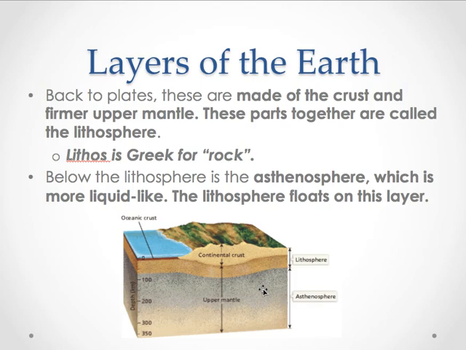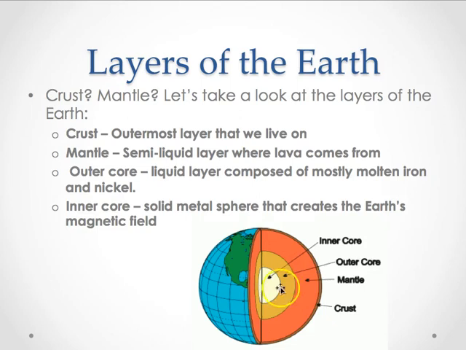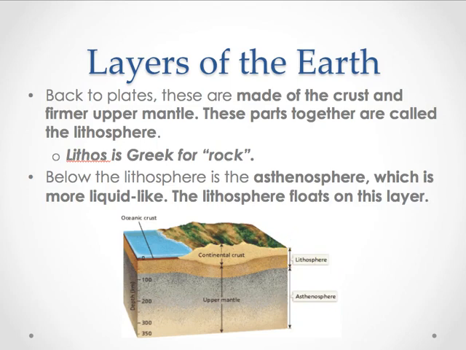So going back to our idea of plates, the plates themselves are made of crust and a firmer part of the upper mantle. These divisions between the layers are not quite as nice and neat as they look on this diagram. There's some transition room. It's not immediately an end to the crust and the mantle begins. These parts together are called our lithosphere. Lithos is Greek for rock, so that should be pretty easy to remember. The lithosphere is our crust and our firmer part of our upper mantle right here.